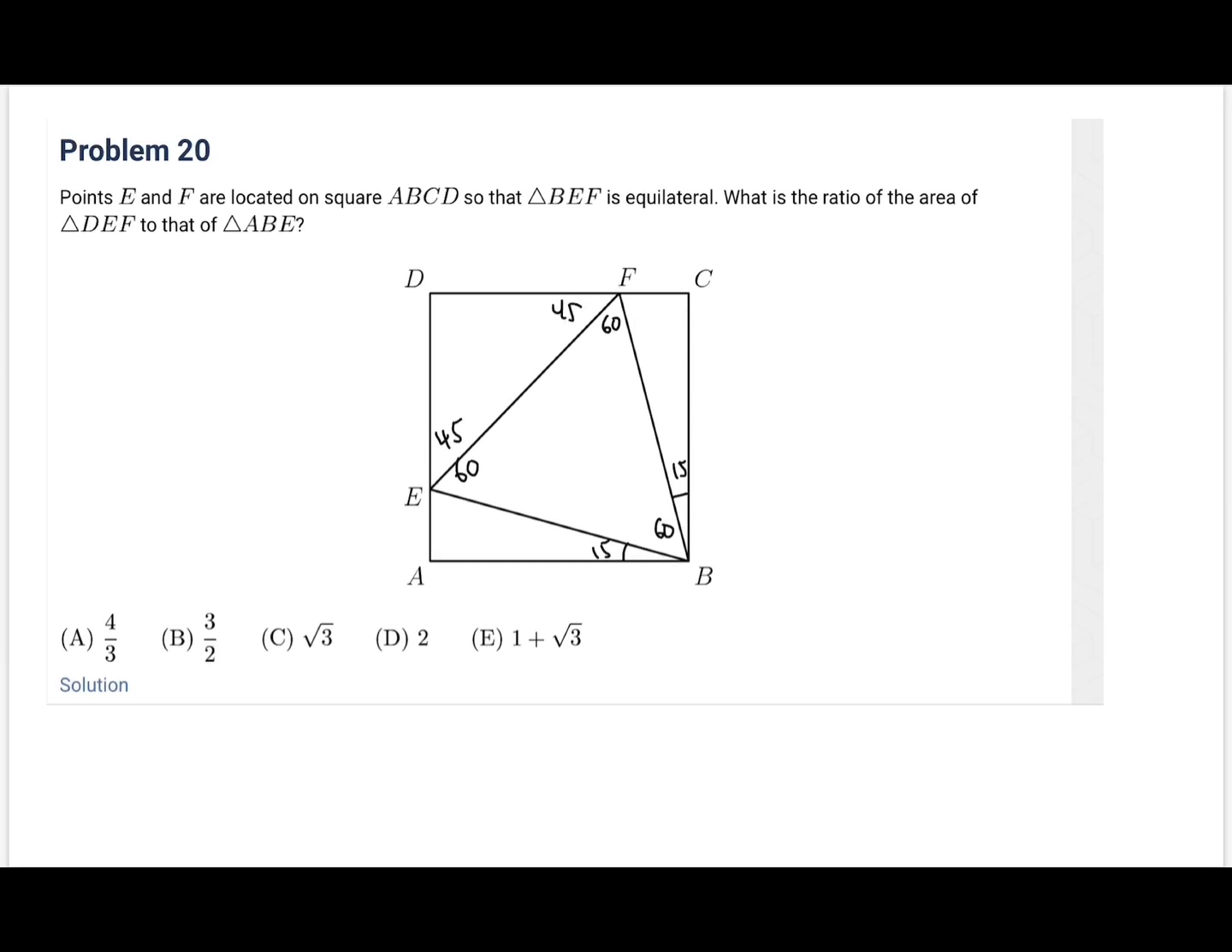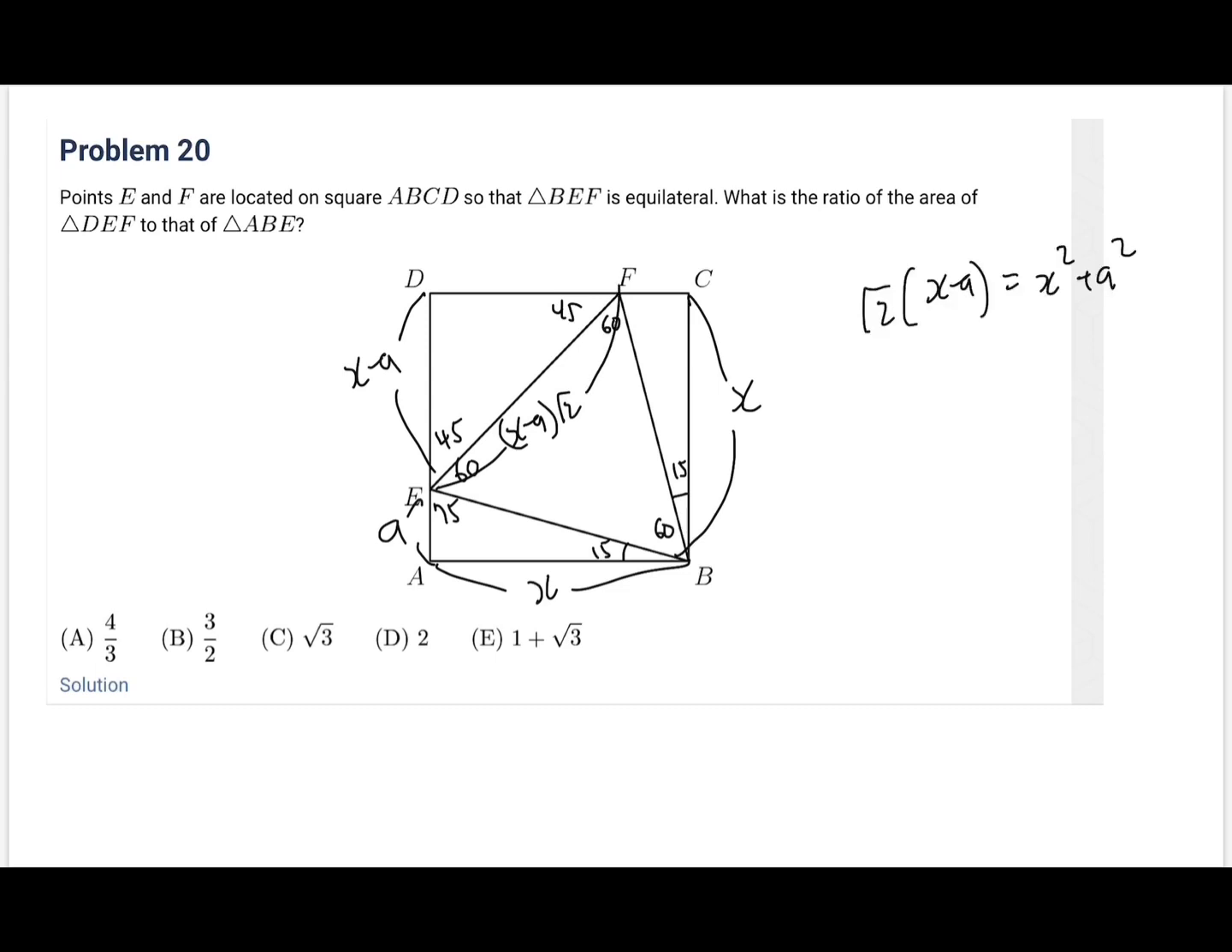45 degrees, and then this would be 75. And so the ratio of the area of DEF to that of ABE is, let's say that DE, let's say that this is X, right? Then this would be X, and if this is A, this would be X minus A, and this would be X minus A times root 2. So we would have to draw the lines like that.